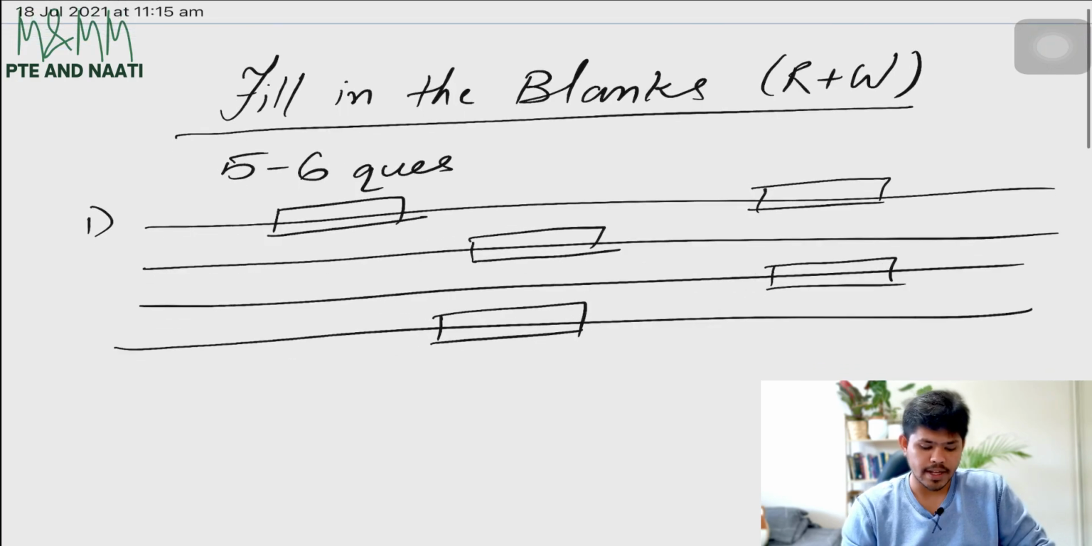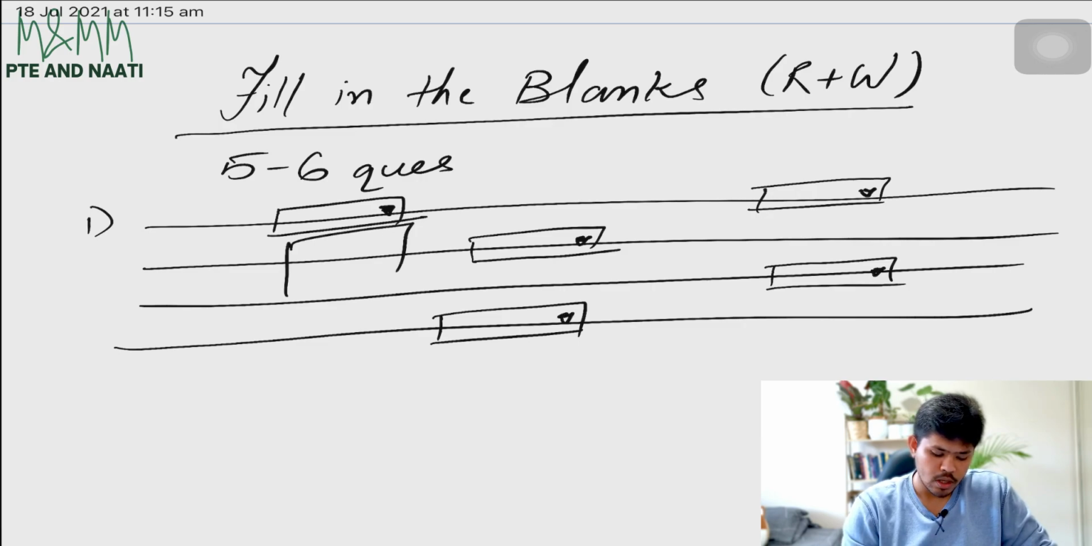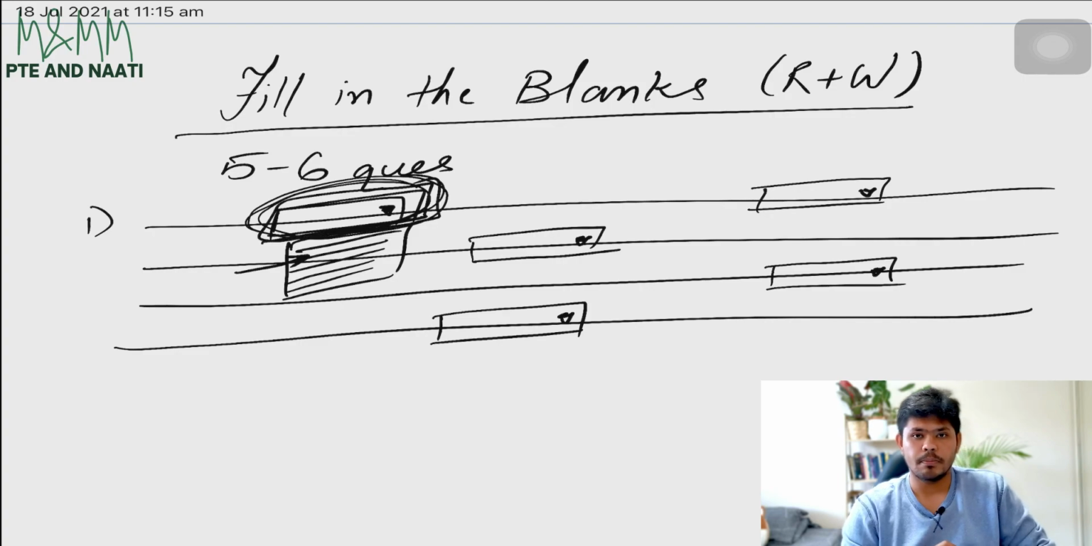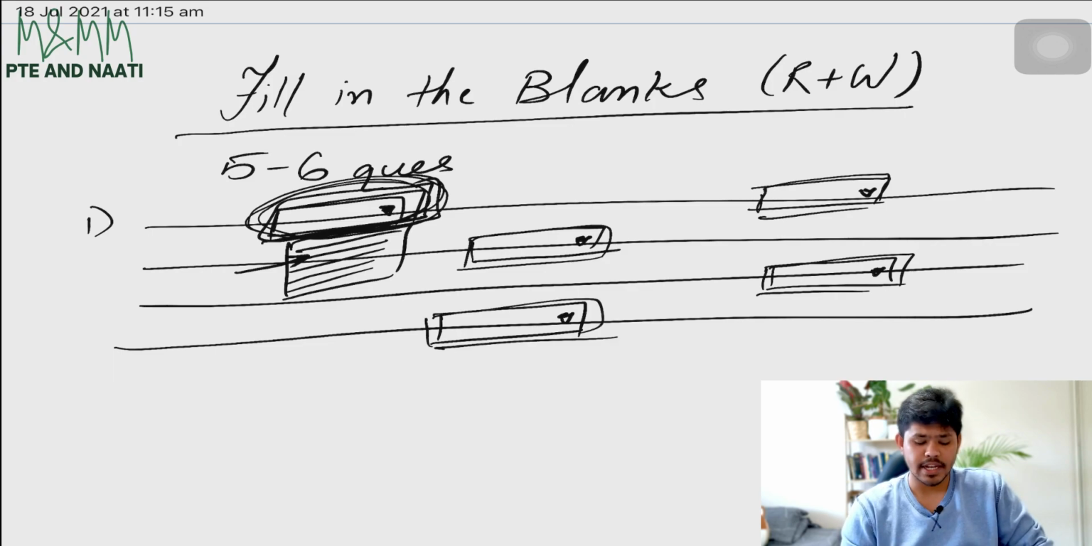What happens in fill in the blanks reading and writing is, for every blank at the end you will see a drop down arrow that is given. When you click on this arrow, a list of 4-5 options will appear for that particular blank only. You just have to click on any one of the options and that will automatically pop up on the blank that you can see over there. So what I'm trying to say is, for every blank you will have a separate list of options. And hence it is also called fill in the blanks drop down.